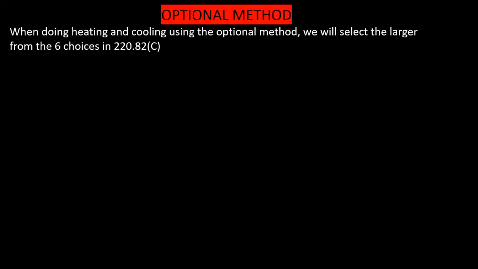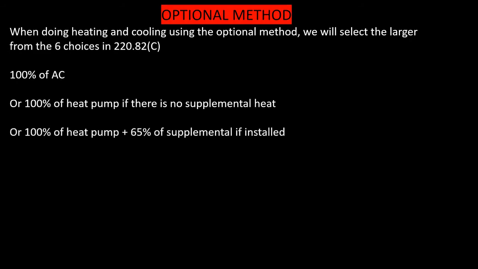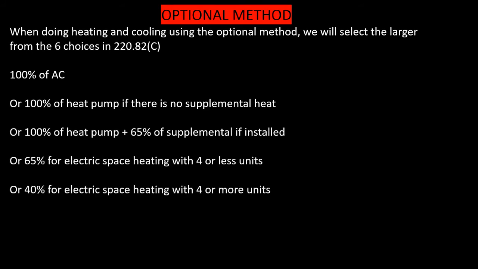Okay, so just to recap, remember you're going to select the larger of the AC, 100% of the heat pump if there is no supplemental heat, 100% plus 65% if there is supplemental heat, 65% for 4 or less, 40% for 4 or more, 100% of thermal storage heating, and remember you can find all of this in 220.82(C) right there in the optional method breakdown.